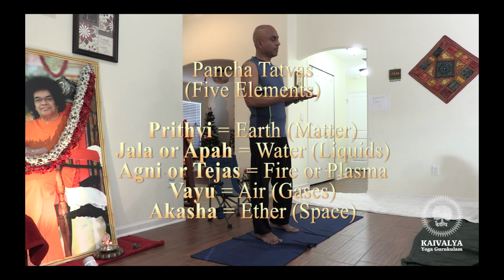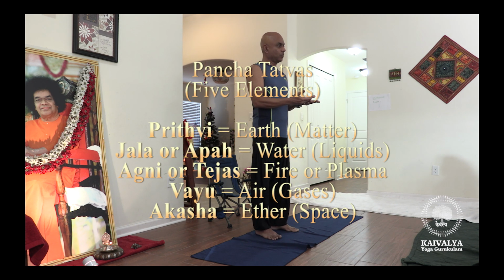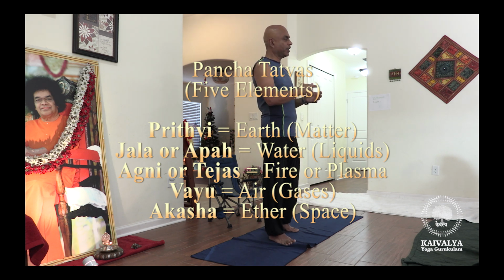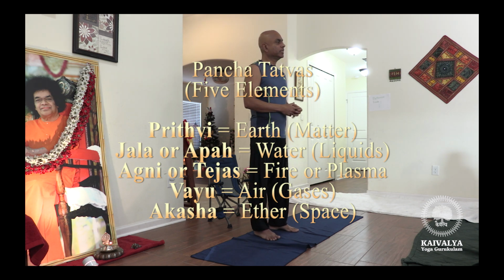So how do we understand? Let's set up a theoretical basis for this. Now we have 5 elements that comprise our human body, right? And these 5 elements are, we start with earth, water, fire, wind, and space. So you have Prithvi, Jala, Tejas or Agni, then you have Vayu, and you have Akasha. So these are the 5 elements.